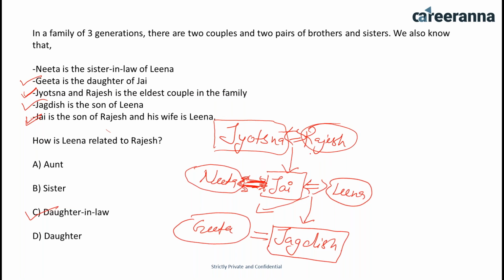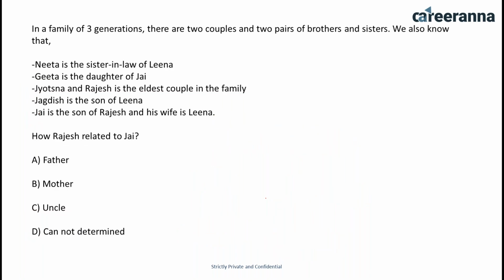So their gender is not determined. You cannot say that Rajesh is a male or female. They both are a couple, but we don't know the gender of Rajesh and Jyotsna. So you are not able to answer whether Rajesh is a father or a mother. If you see the option, how Rajesh is related to Jay: Jay is the son of Rajesh, but we don't know who Rajesh is. He can be a male or a female. So we can say he's not a father, he's not a mother, he's not an uncle. So the option is going to be D, cannot be determined.